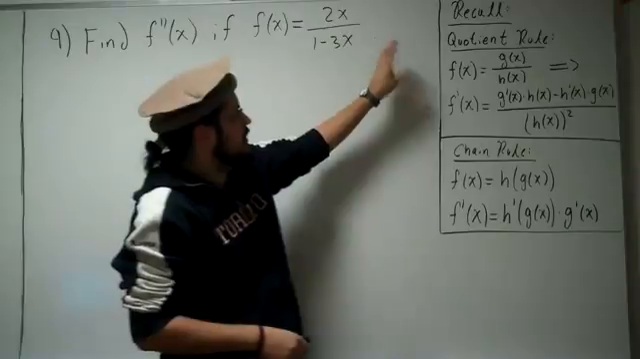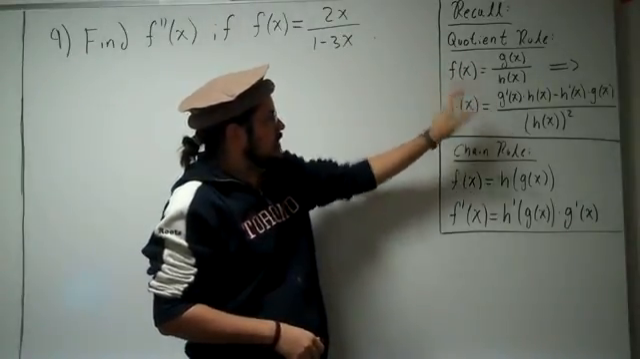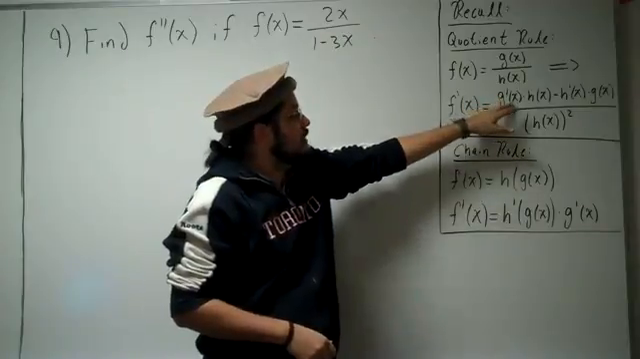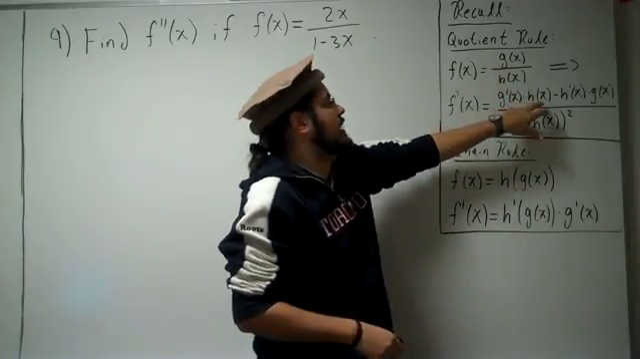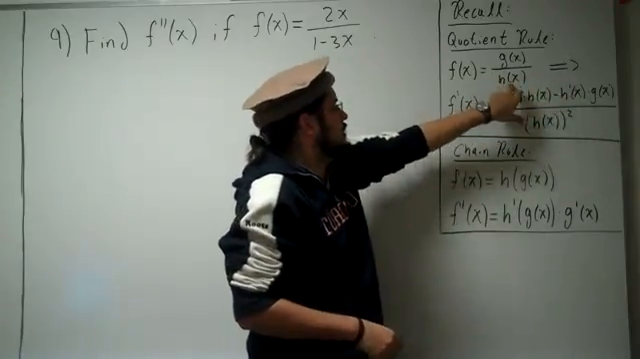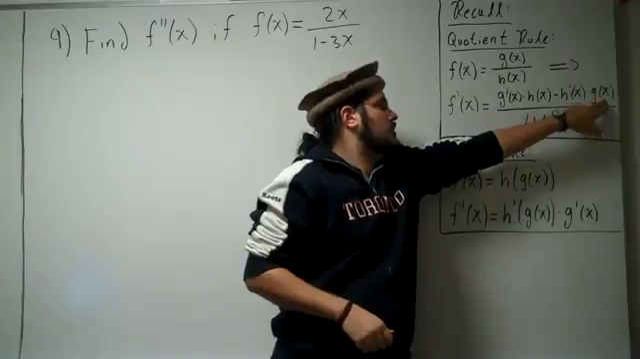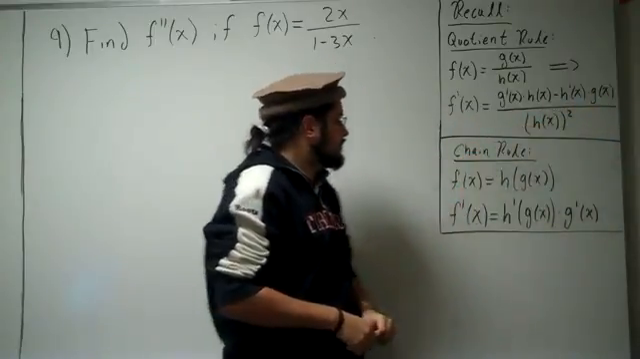So the quotient rule is right here. Recall, you have a function equal to a function divided by another function. The derivative of that is the derivative of the function in the numerator times the function in the denominator, minus the derivative of the function in the denominator times the function in the numerator, all that divided by the function in the denominator squared.